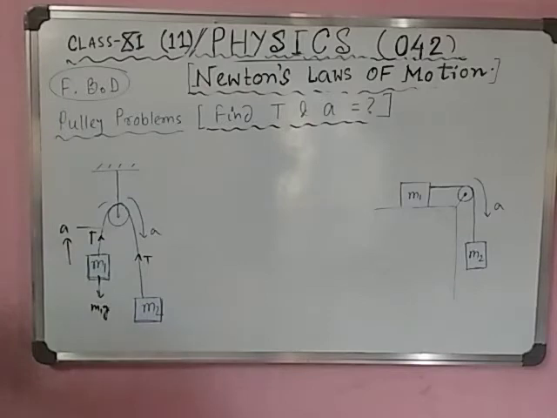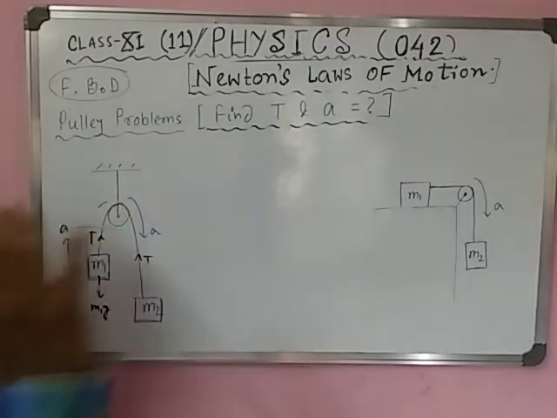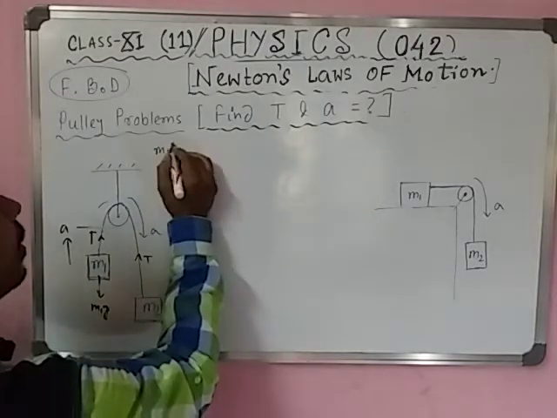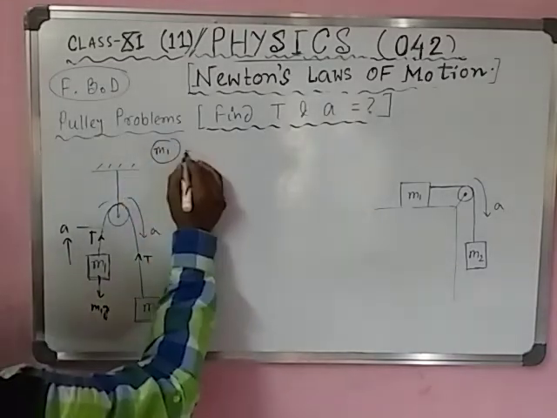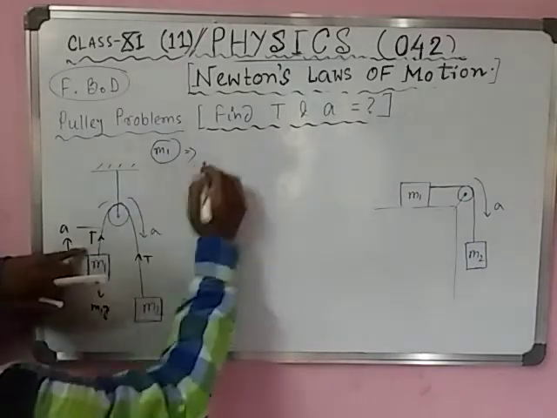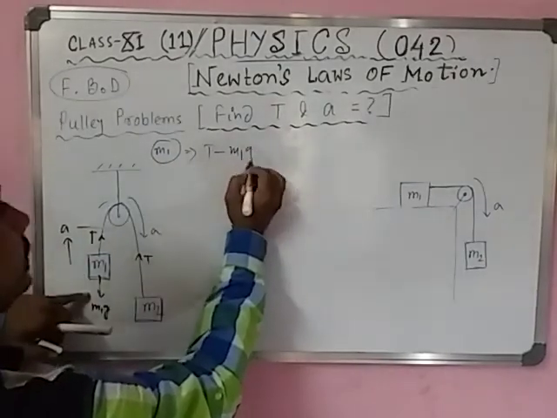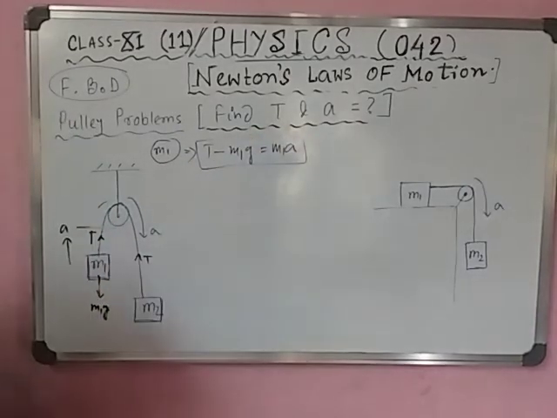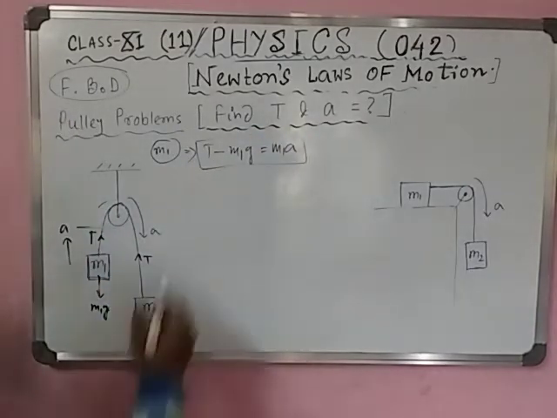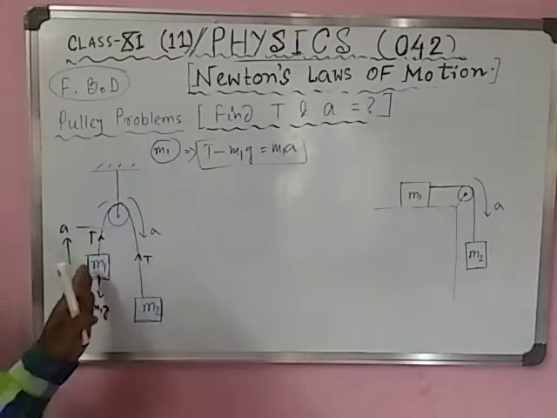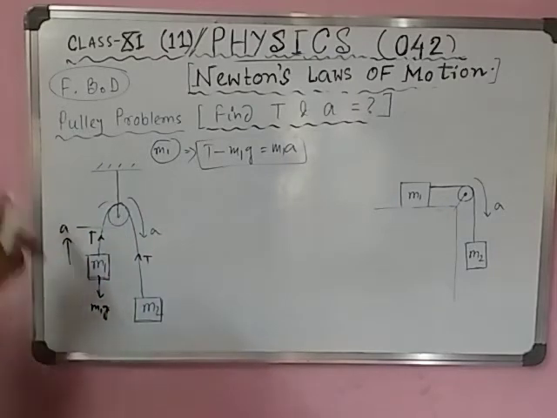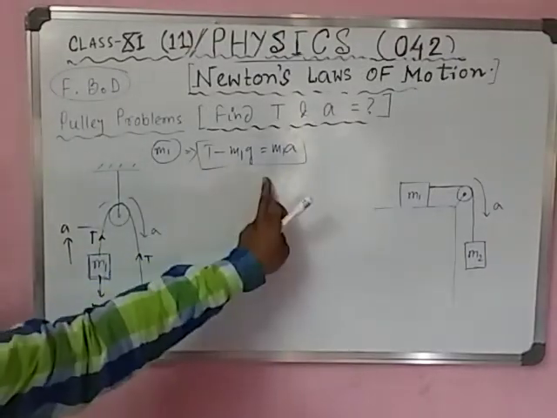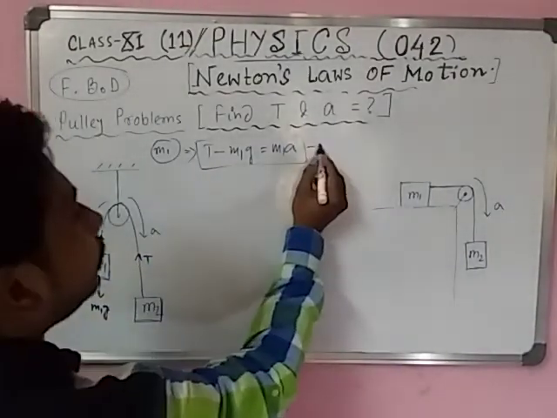So take m1 as a free body, and first of all you will write the equations of m1. For m1 we can write T minus m1g is equal to m1a. This is your first equation. Students, listen here. Why? The direction of T is upward and acceleration is upward, that's why T is greater than m1g, that's why T minus m1g equals m1a. This is your first equation.